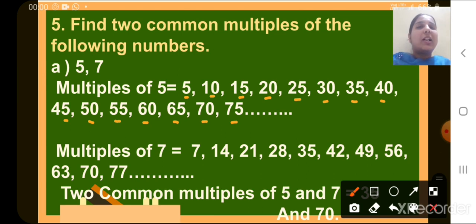Then we will write the multiples of number 7. So again, 7 ones are 7, 7 twos are 14, 7 threes are 21, 7 fours are 28, 7 fives are 35, and so on. We will keep writing up to a few multiples. And then now we have to find the common multiples.